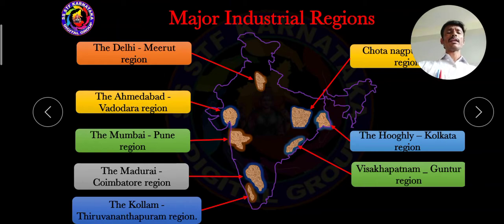8 major industrial regions. So what are the major industrial regions of India? The Delhi Meerut region, the Ahmedabad Vadodara region, the Mumbai Pune region, the Madurai Coimbatore region, the Kollam Thiruvananthapuram region, the Hooghly Kolkata region, the Visakhapatnam Guntur region, and the Chota Nagpur Plateau region. These are the major industrial regions of our Indian country. So based on this, there is a 3 mark question, my dear students. Properly we have to practice this.